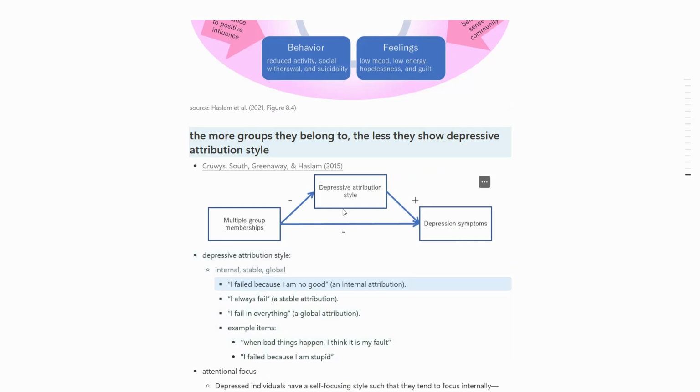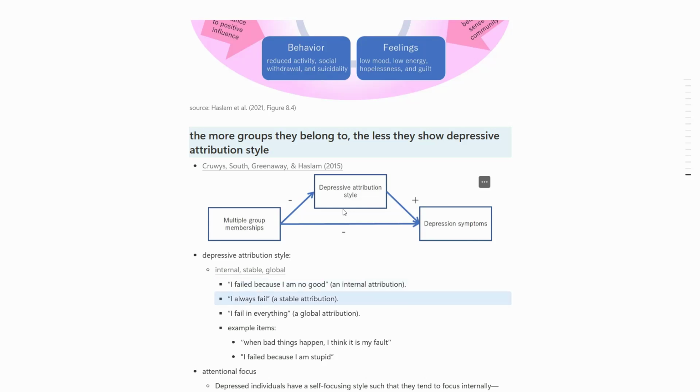So I have some examples of those attribution styles. When you fail on something, you may say, I failed because I am no good. This basically understands the cause of outcome. Well, let me say it in a different way. You think that the cause of failure is within yourself. You failed because you are not good. So basically, you are referring to internal features of yourself. So this is called internal attribution.